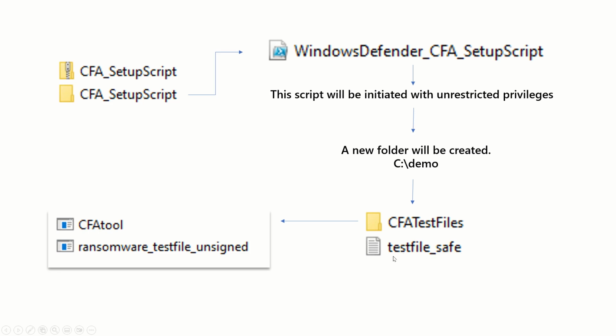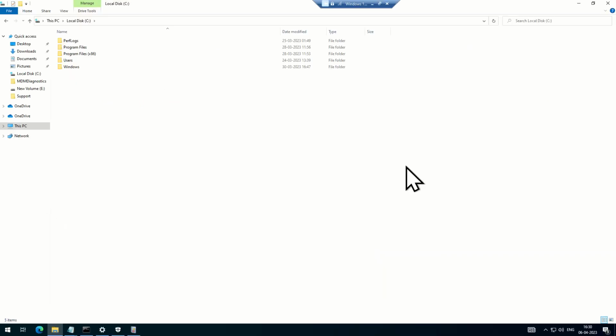But there are two more steps which happen when you initiate this script. Those two steps are: this folder will be added as a protected folder, and this folder will also be added in AV exclusion. So let me show you this in action, and then things will make a lot more sense.